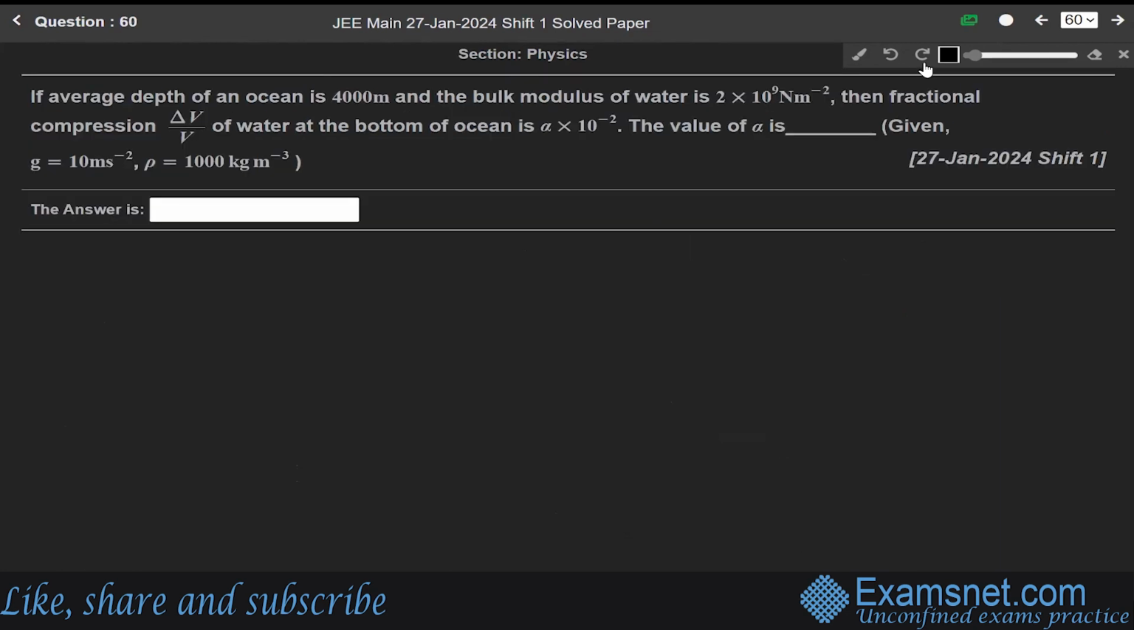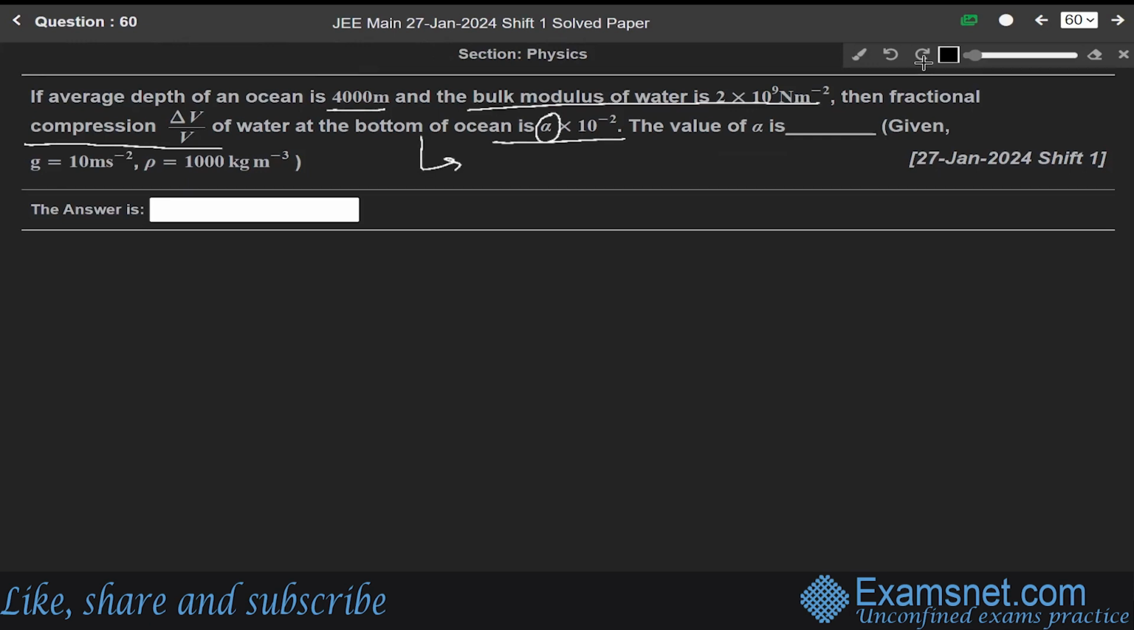Okay. Now the next question, question number 60. This question says that if the average depth of an ocean is 4,000 meter and the bulk modulus of water is 2 into 10 to the power 9 Newton per meter square, then the fractional compression delta V over V of the water at the bottom of the ocean is alpha into 10 to the power minus 2. We have to find the value of alpha.